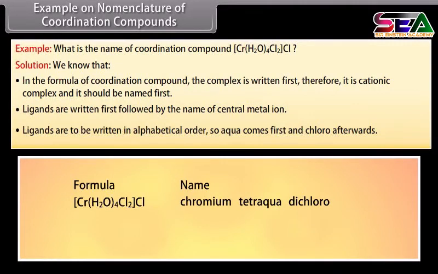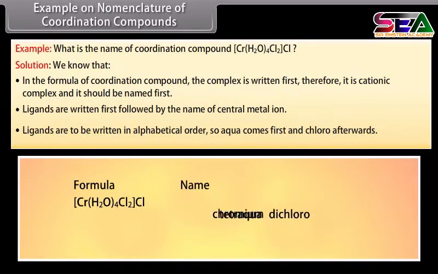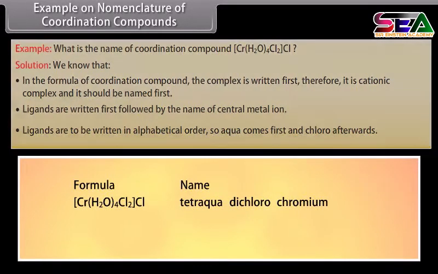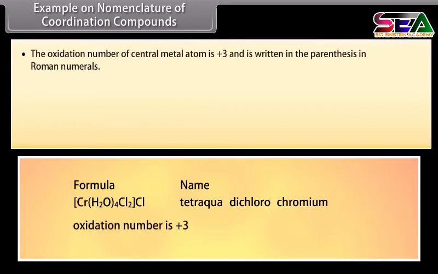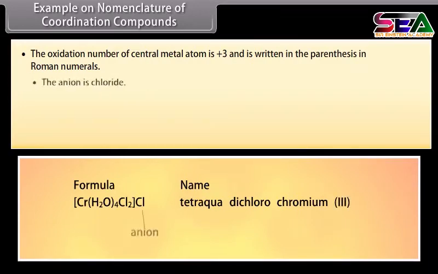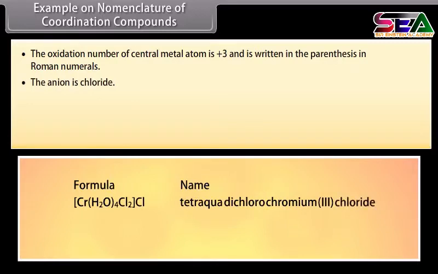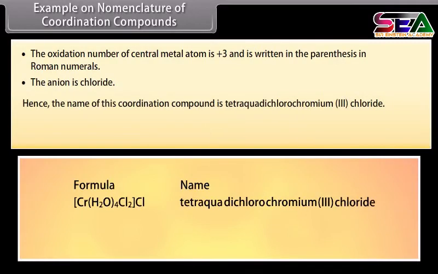Ligands are to be written in the alphabetical order, so aqua comes first and chloro afterwards. The oxidation number of central metal atom is +3 and is written in the parentheses in Roman numerals. The anion is chloride. Hence, the name of this coordination compound is tetraaquadichlorochromium(III) chloride.